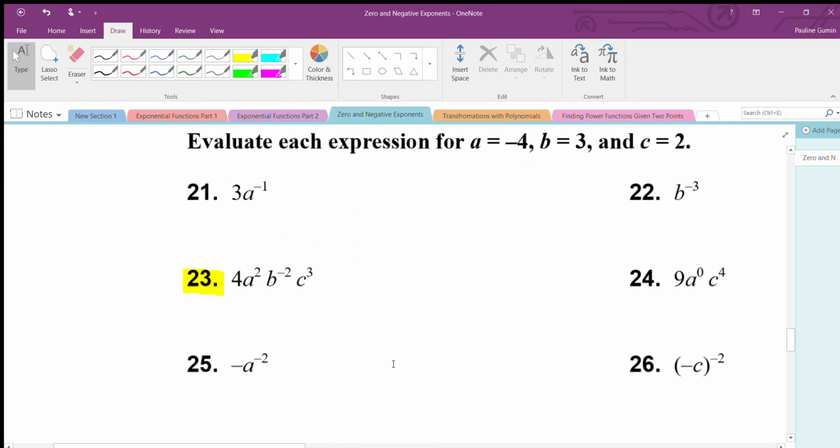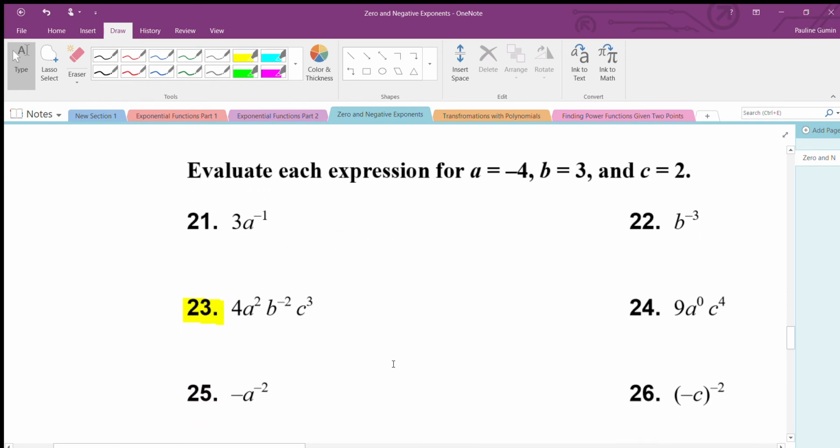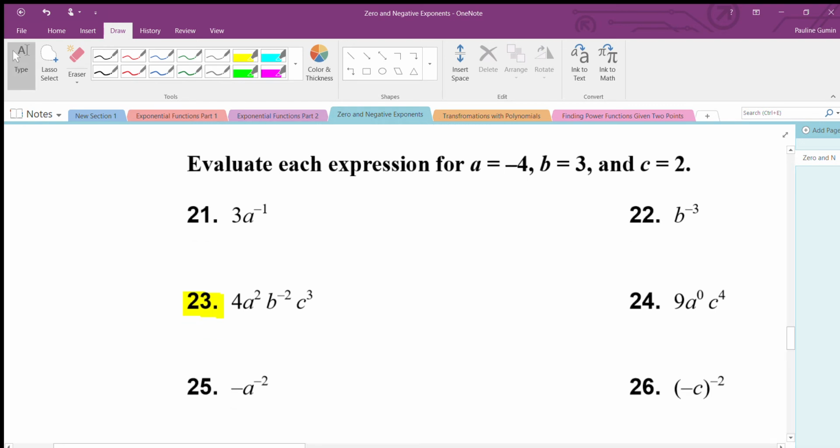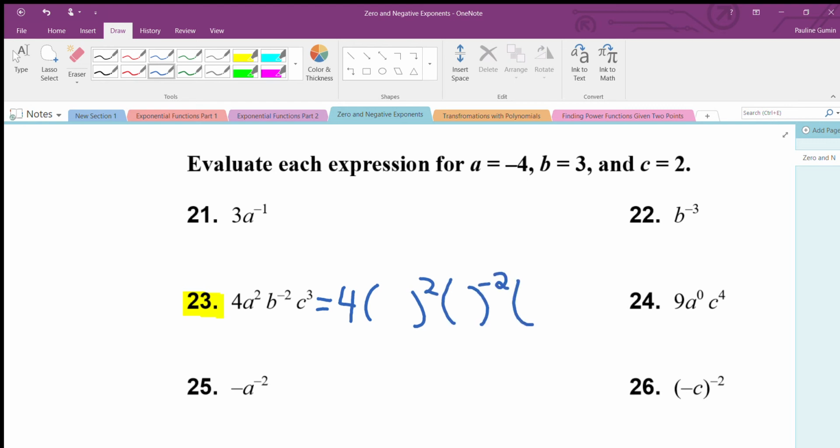Scrolling. Okay, so our next problem is evaluating. That means we're going to take all of the A, B, and the C that were given in the instructions, and we're going to plug it in. Okay, so first, before I plug the numbers in, I'm going to write myself a skeleton. Okay, so I have 4, then I have A to the second, B to the negative second, and C to the third.